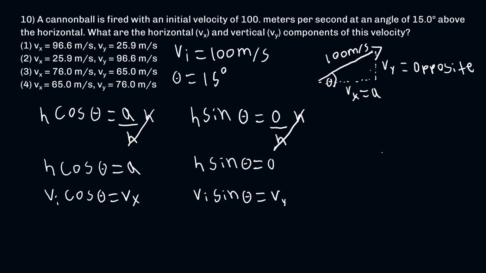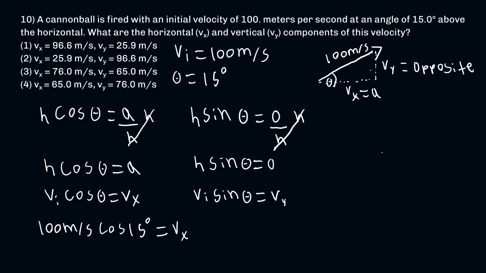It's just based on where that angle is. But in Regents, they don't do anything besides the angle being with the horizontal, so you don't have to really worry about that. So let's just plug everything in. For my v subscript x, I plug in 100 meters per second, that's my initial velocity, cosine of 15 degrees equals v subscript x.